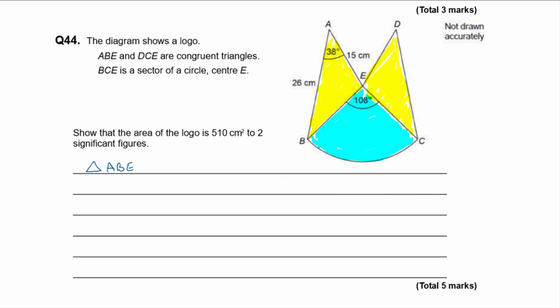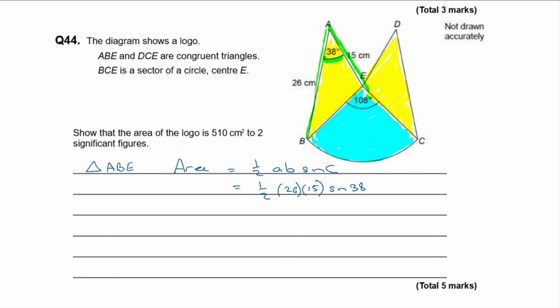Now this is a non-right angle triangle, so I can't use half base times height because I've got no right angle. But what I do have is two sides and an included angle. So I can use the trigonometric version of the area of a triangle formula. If you remember, that is half ab sine C. A and B are the two sides that you know, and C is the angle between the two of them. So that is going to be a half times 26 times 15 times the sine of 38.